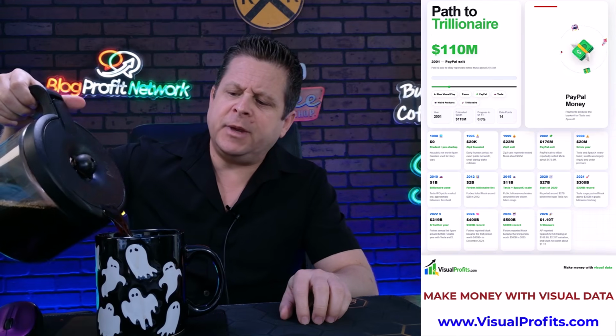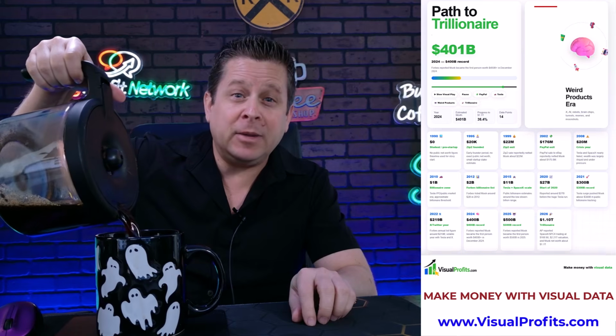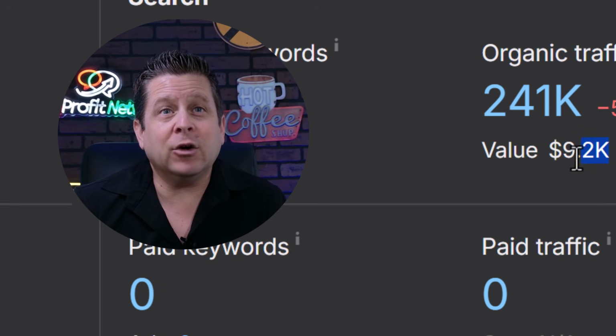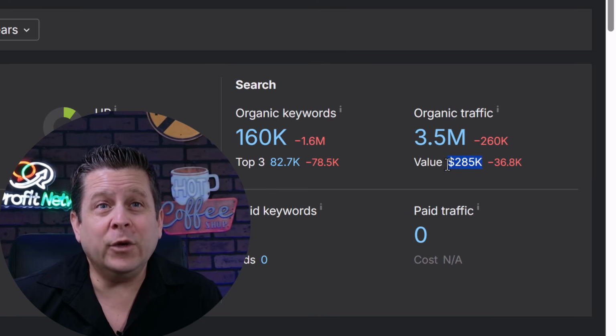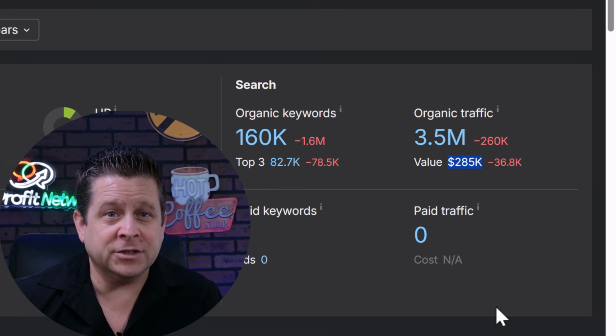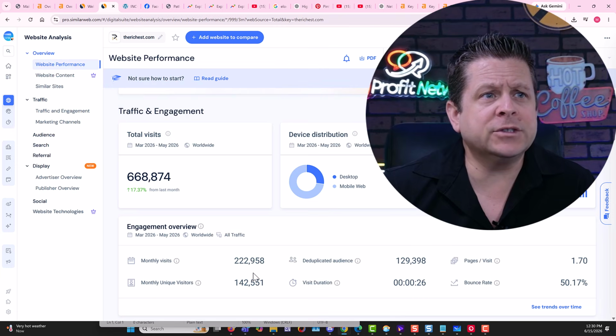Elon Musk just became the world's first trillionaire. And today, I'm going to show you how people are making money with public data that you can find with AI. Here's an example of someone getting over $9,200 a month in traffic. And here's another one with $285,000 a month in traffic. 2 million views a month, 200,000 views a month.